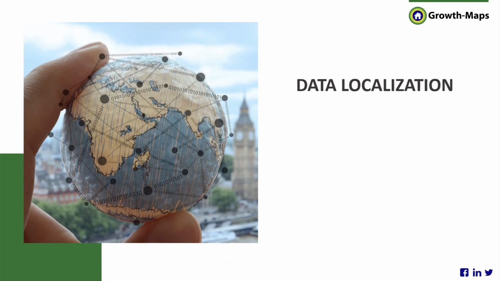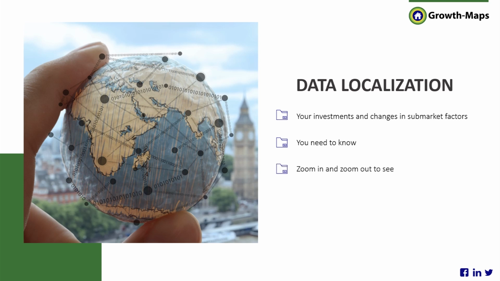Next, we're going to talk about data localization. Data localization is a key factor because, again, your particular investments are affected by different local and sublocal factors, and you need to know what those are. Growth Maps allows you, on the fly, to zoom in and zoom out to see what different factors are affecting the particular area where you're looking to place that investment. If you want to get granular, you can absolutely get granular with Growth Maps to find out how these things are affecting your particular investment.